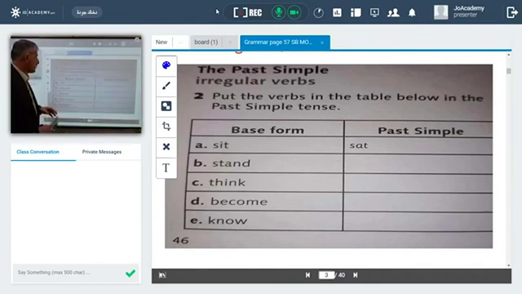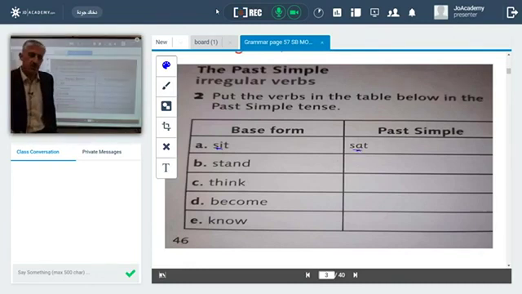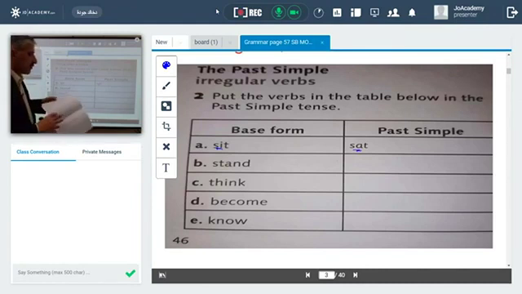So the first one is done for us. We have the verb sit. As you can see here, sit becomes sat. The past of sit is sat. We change the letter I into A, so it becomes sat. Look at the other four verbs. We have the verb stand. As I told you, go to page 78 and 79 and try to find these verbs there. You will find them alphabetically ordered.